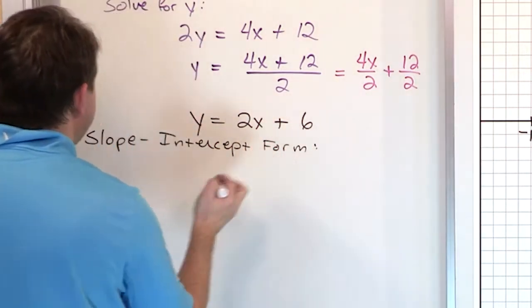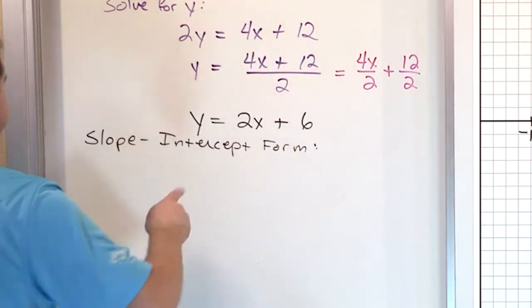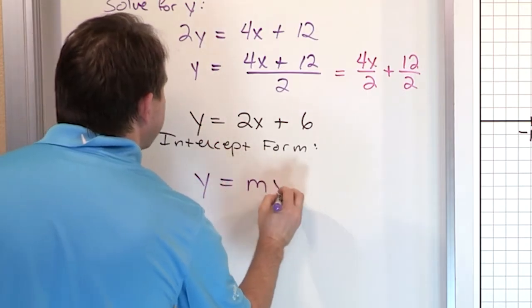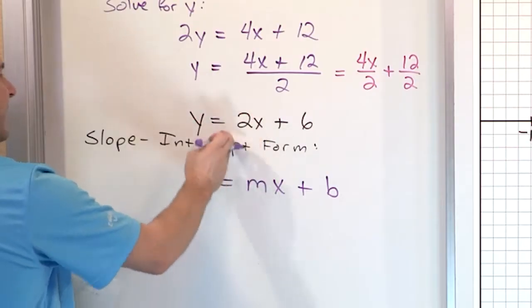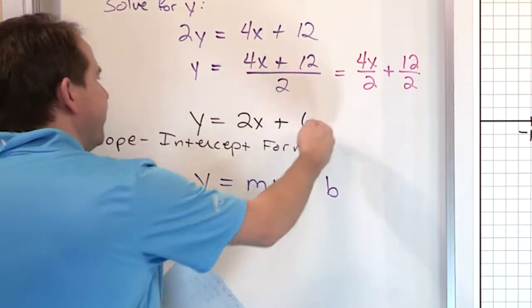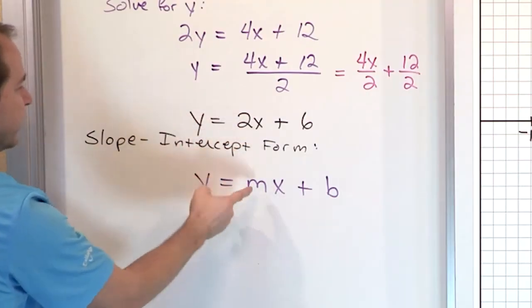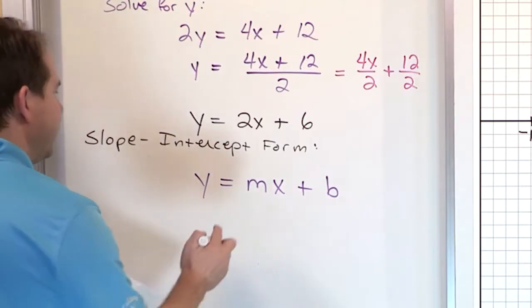I'm not going to write that whole thing out. The slope-intercept form. And in general, the slope-intercept form is the following. y equals mx plus b. Notice right away that it matches up exactly with what we have here. In this particular case, b was equal to 6. In this particular case, m was equal to 2. Now, what do you think m and b are? Well, I bet you can make a pretty good guess what m is.